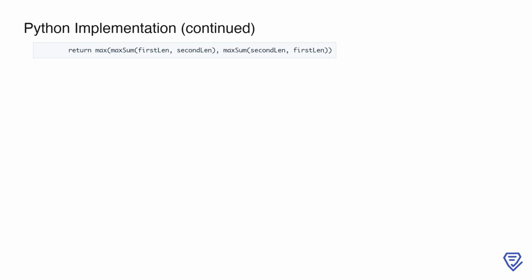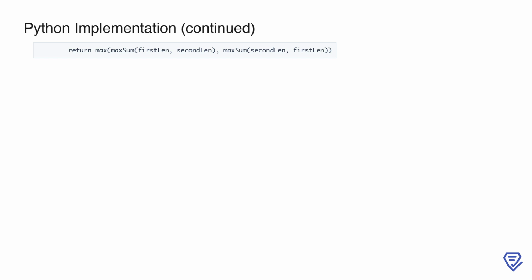Now, at the end of the maxSumToNoOverlap function, we return the maximum value between two scenarios. First, when the subarray of length first len appears before the subarray of length second len, and second, when their positions are reversed. This ensures that we account for both possible orderings of the two non-overlapping subarrays, giving us the desired result. By combining the flexibility of the helper function maxSum with this final comparison, we can efficiently compute the solution to the problem.